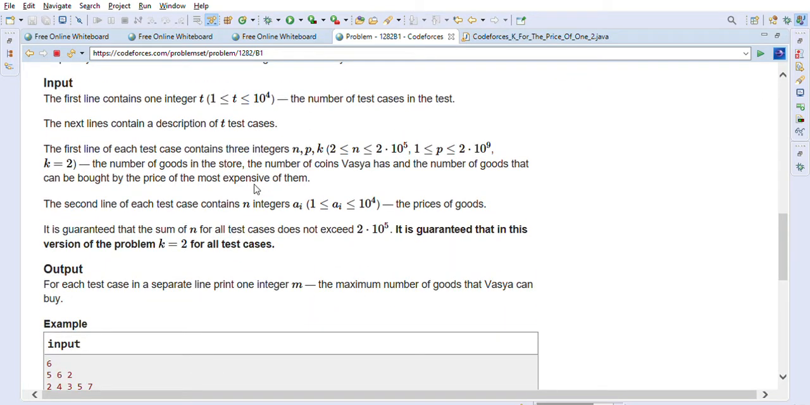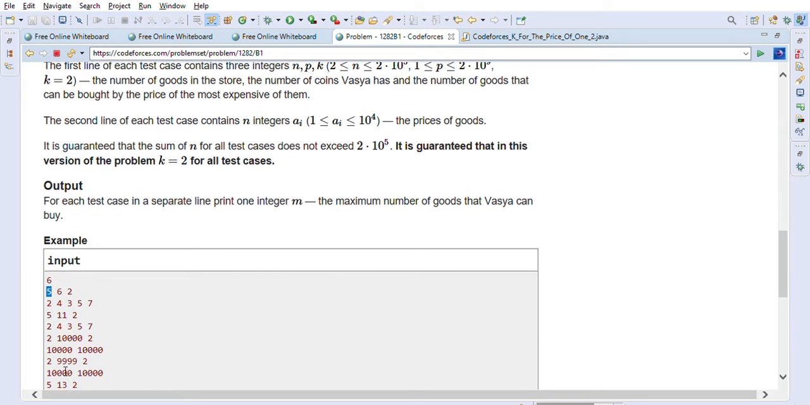So let's first understand what input they are giving us. N, p, k is given. As you can see, n is the number of items, which is 5, right? I'm highlighting it here. And then p is the number of coins, so he has 6 coins in the beginning, and k is equal to 2. As you noticed, k is always 2. Basically they already told us that k is always 2, right?